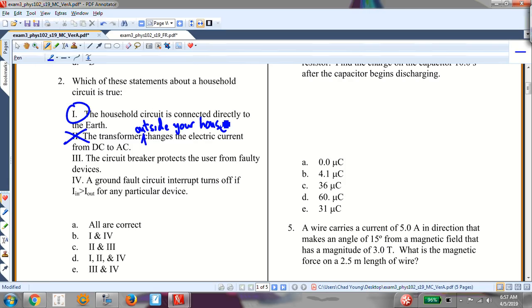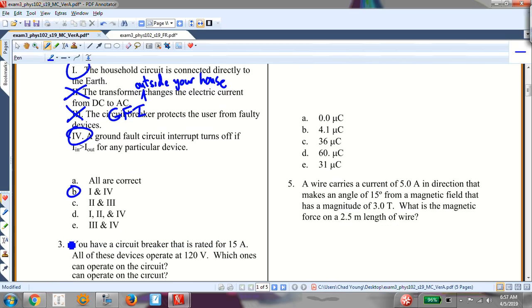And then the circuit breaker protects the user from faulty devices. Nope, that's the GFI does that, or GFCI. And a ground fault circuit interrupter turns off if I in is greater than I out for any particular device. That is true. If your I out is small, that means you're losing current somewhere. So 1 and 4 are correct for number 2.